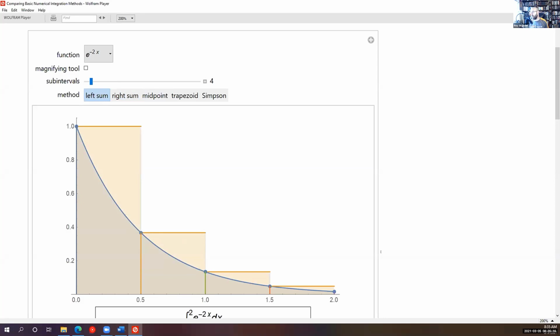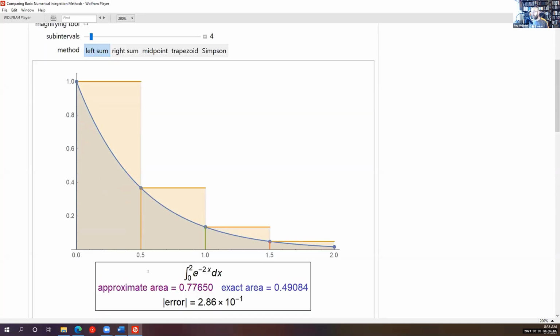This is 4 slices, by the way. We've done this. The approximate area using the left endpoint method here is 0.77650. Obviously, 4 slices, that's not going to be great. The exact area is 0.49084. So you can see the error there.